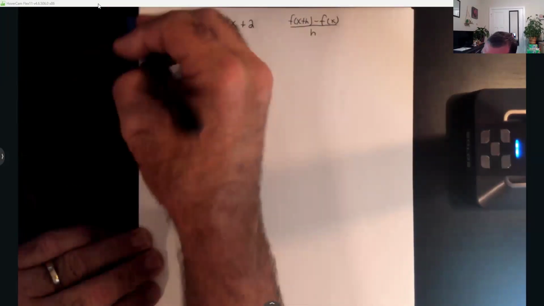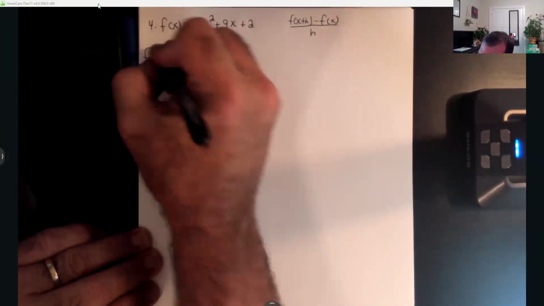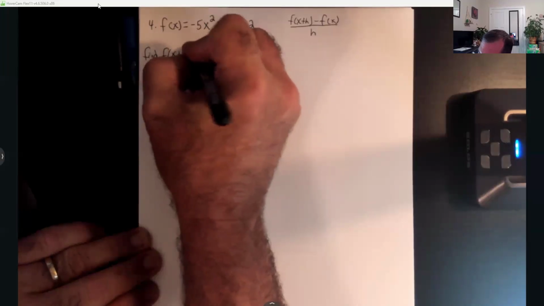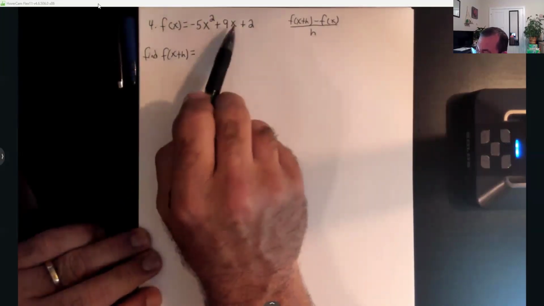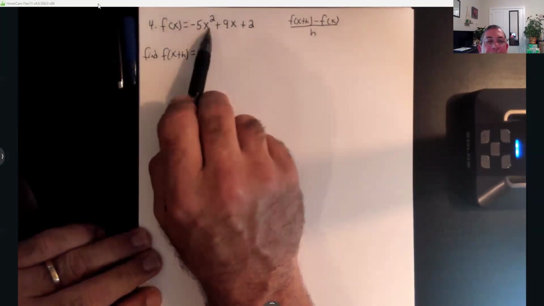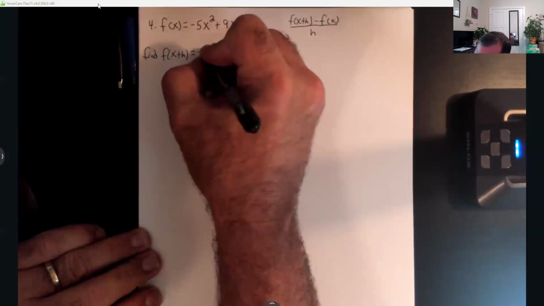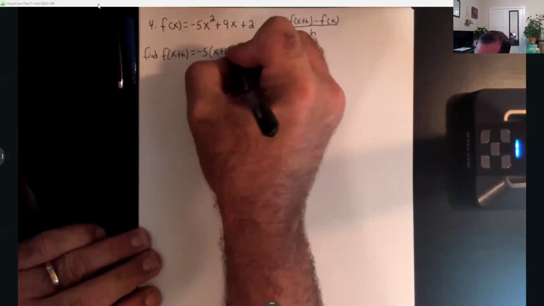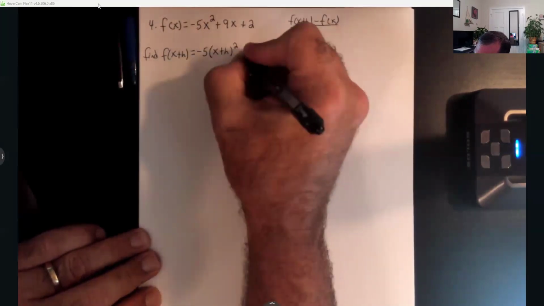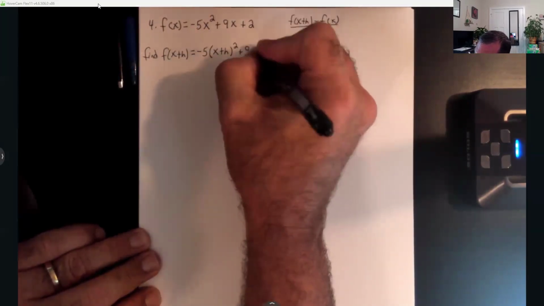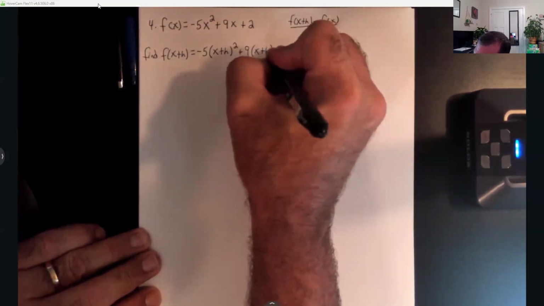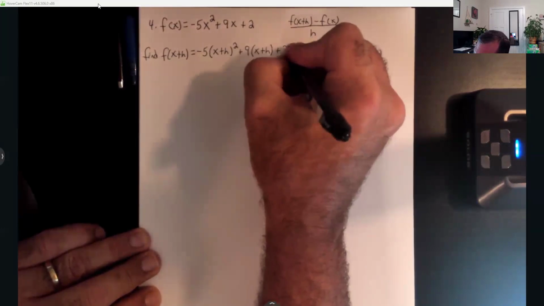All right, so what we got to find first is our f of x plus h. So y'all, in place of both of these x's, we need to put an x plus h. So we got negative 5 times x plus h squared plus 9 times x plus h plus 2.